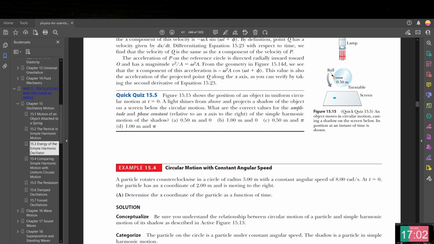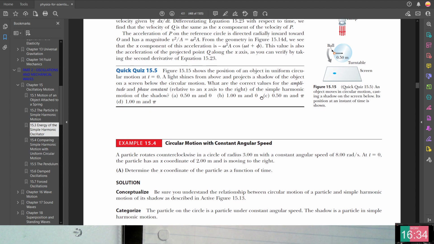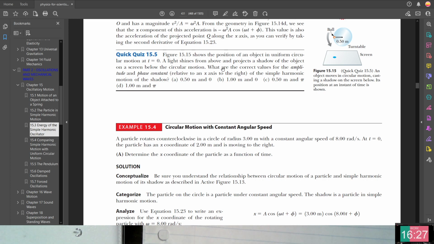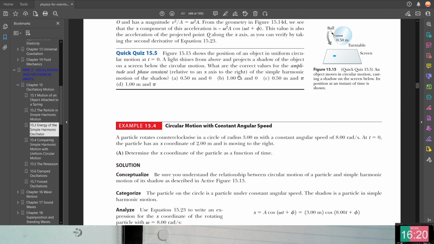Okay, if you look here, pay attention to this thing, it's even worse. Figure 15.5 shows the position of an object in uniform circular motion at t equals 0. A light shines from above and projects a shadow of the object along a screen below the circular motion. What are the correct values for the amplitude and phase constant relative to the right, of the simple harmonic motion of the shadow? A: 5 and 0, B: 1 and 0, C: 5 meters, D... Okay, I have no idea.